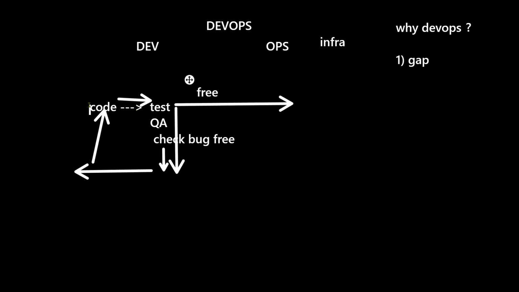So once developers write the code and the application is defect free, it will be handed over to the ops team. I'm talking about the traditional approach, not the DevOps approach, so that we understand the importance of DevOps. So that will be handed over to the ops team. What will the ops team do? They have to deploy the application and see that the application is available for end users.